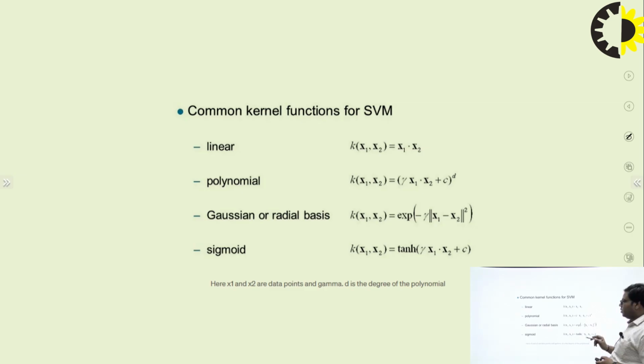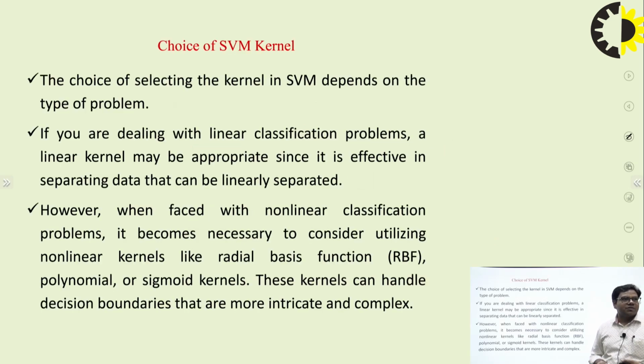So common kernel functions can be described like this. The mathematical function for the linear kernel is like this. For the polynomial, the function is like this. For the Gaussian and the RBF, it is like this. For the sigmoid, it is this. And if we are using any customized kernel, then that could be derived as per your calculations.